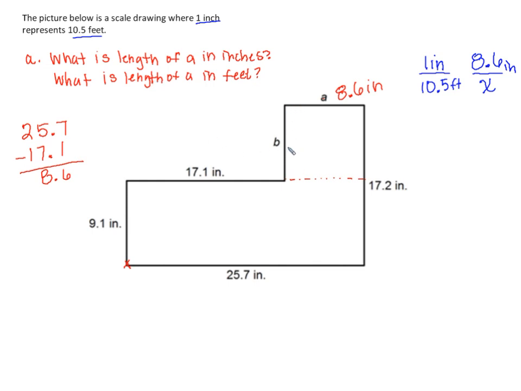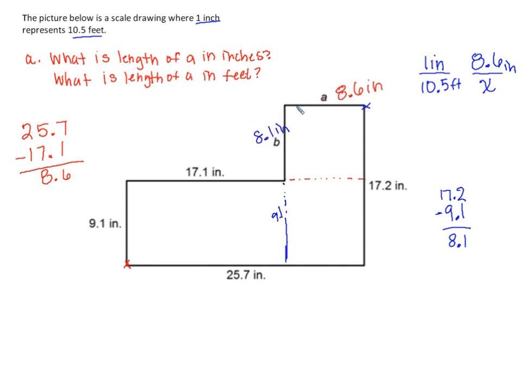Okay, we also have to do the same thing for B. Now we know that 17.2 is this length, and we do not know this length. However, we do know that this right here is 9.1, because if we take this and scoot it over, so let's do 17.2 subtract 9.1, and it gets you 8.1. So B is 8.1 inches.